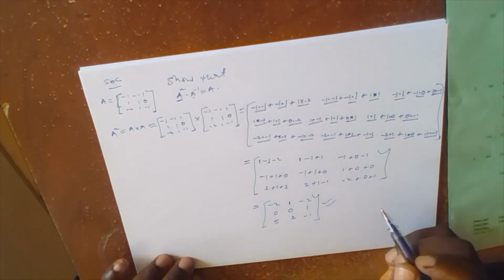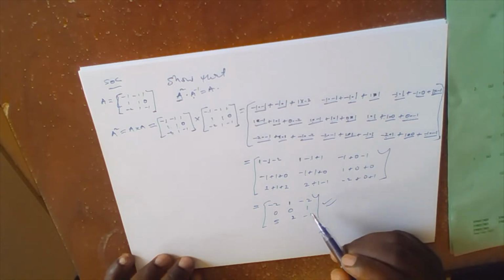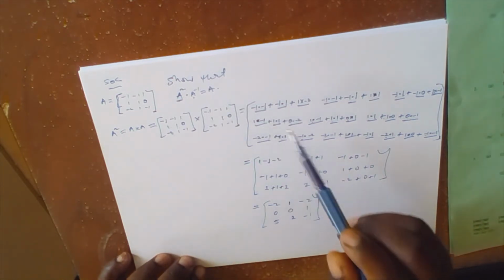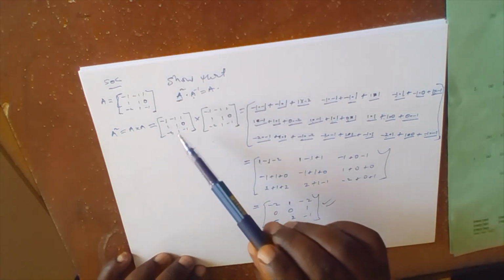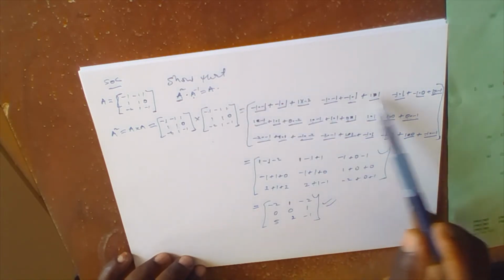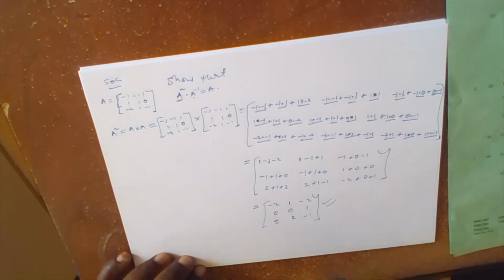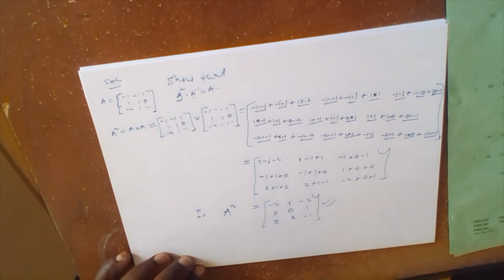So this is our a squared. The most important thing we need to know is that when you are multiplying matrices, you multiply row and column, and this is the working. Therefore, we are saying a squared equals this matrix.